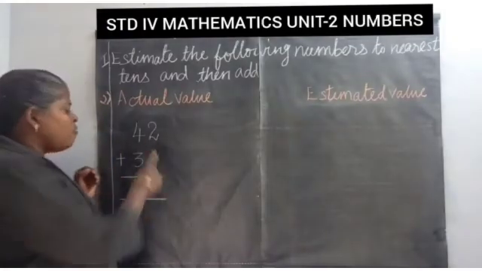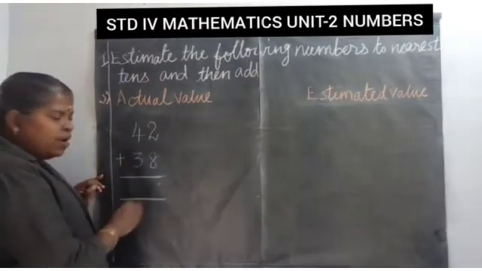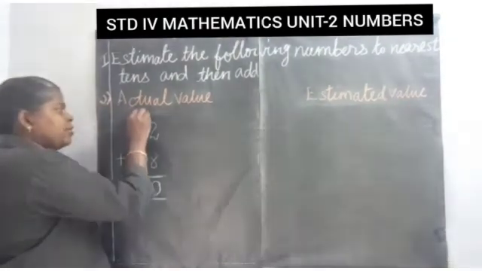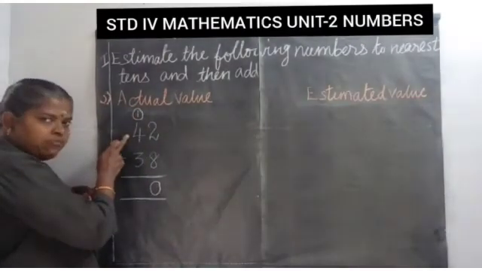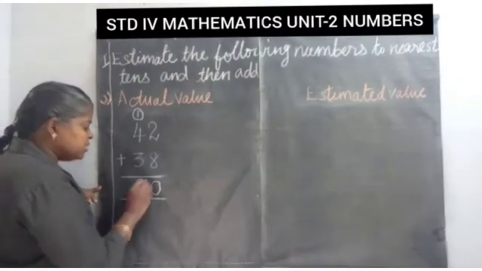Second question, 42 plus 38. First we find the actual value. 2 plus 8, 10. So we have to write 0. Carry over 1. 1 plus 4, 5. 5 plus 3, 8.